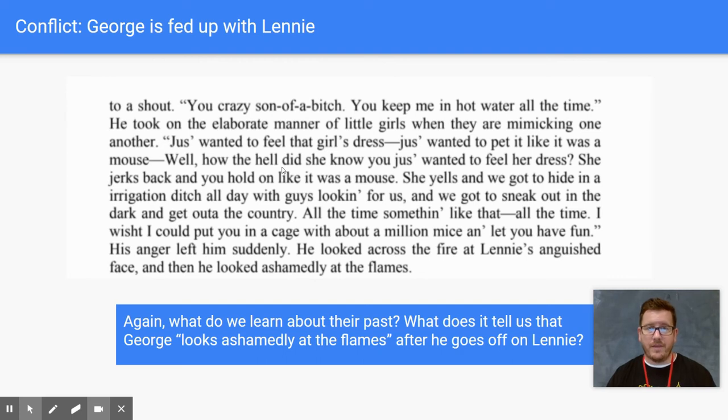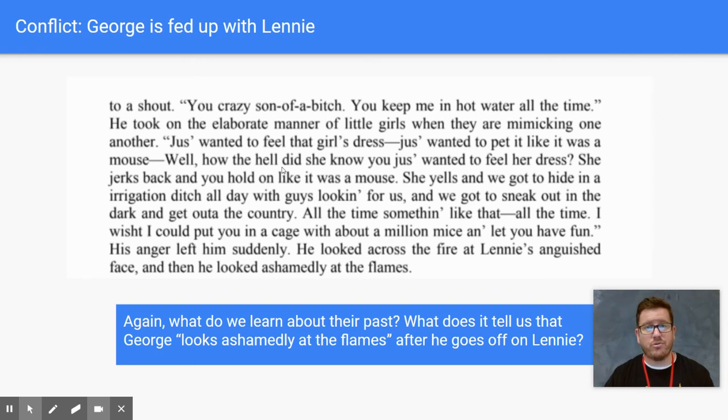It looked like Lenny attacked a woman. He was feeling her dress. We know because he talks about the mice. We know Lenny likes to pet soft things. So he apparently was feeling a girl's dress without her knowledge. And then when she catches him, instead of him saying, "Oh, I'm sorry," he scares her half to death and she screams and screams and they get run out of town. So that's a very key detail here.